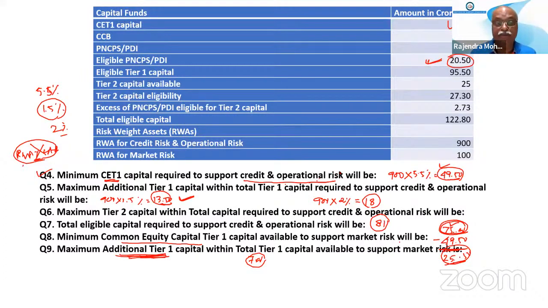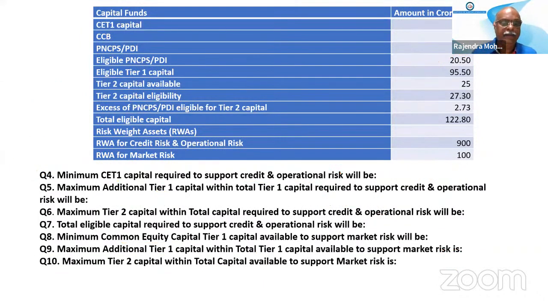Yes, you have to remember those things, because sometimes they will not give this additional tier 1 or tier 2. Sometimes they will not give it, they will give the instruments. Sir, eligible tier 1 capital is different from eligible additional tier 1 capital. Yes, tier 1 includes CET1 plus AT1. Okay, sir.